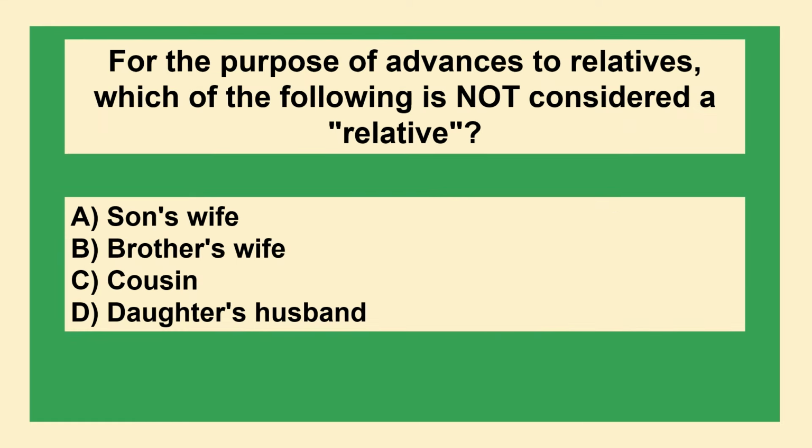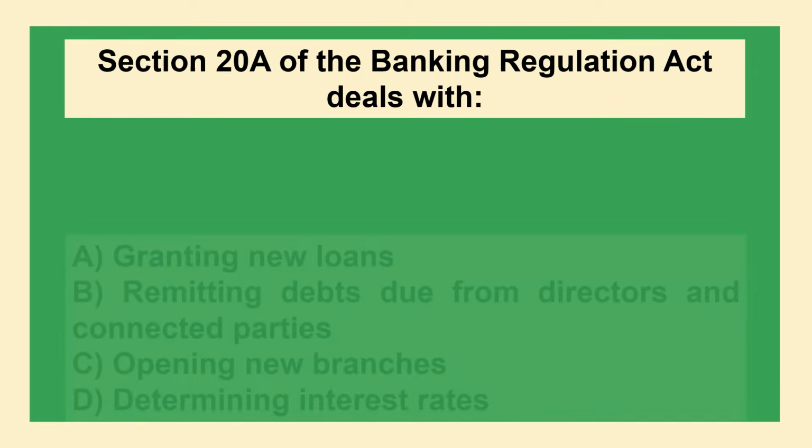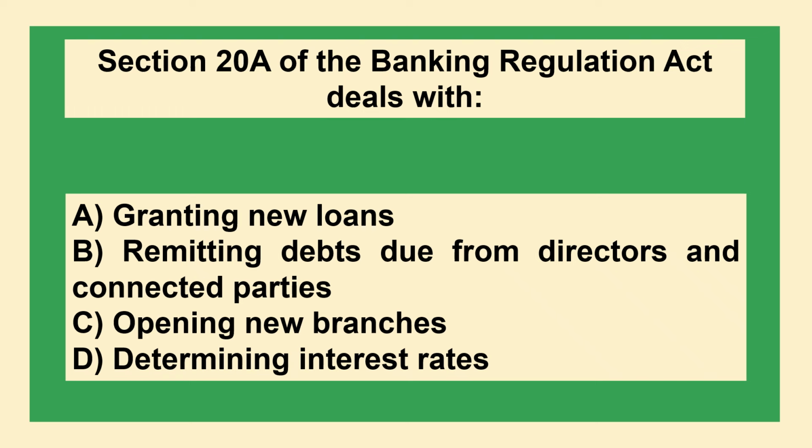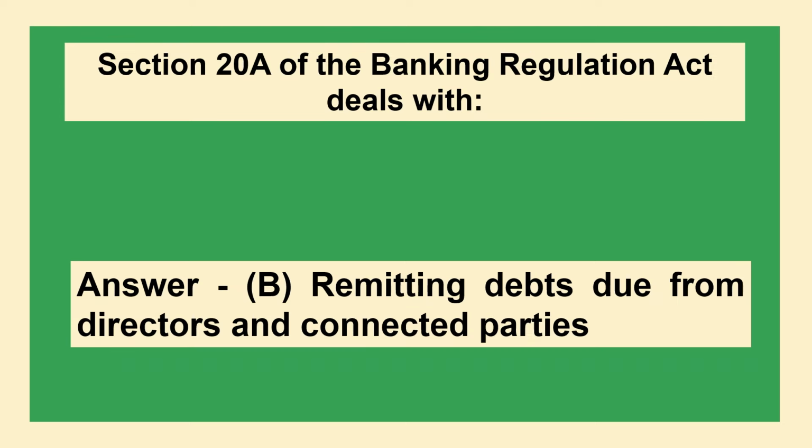The next question is: for the purpose of advances to relatives, which of the following is not considered a relative? Option A, son's wife, option B, brother's wife, option C, cousin, option D, daughter's husband. And the correct answer is option C, cousin. The next question is: Section 20A of the Banking Regulation Act deals with option A, granting new loans, option B, remitting debts due from directors and connected parties, option C, opening new branches, or option D, determining interest rates. And the correct answer is option B, remitting debts due from directors and connected parties.